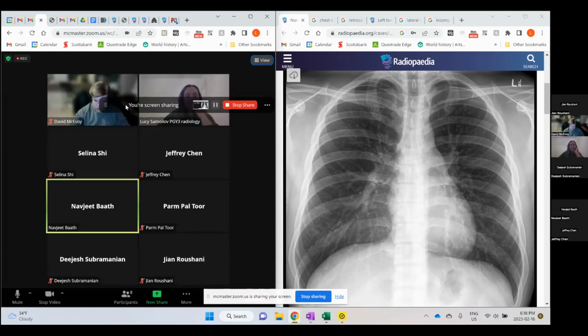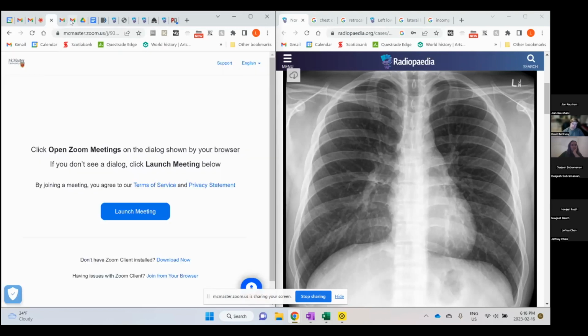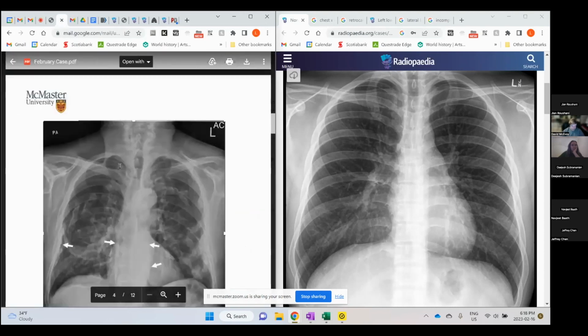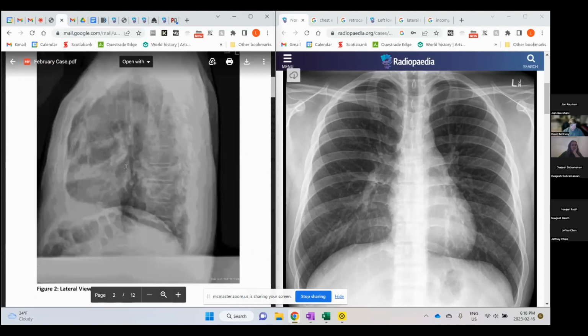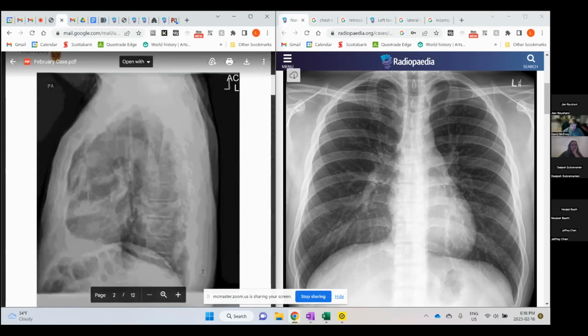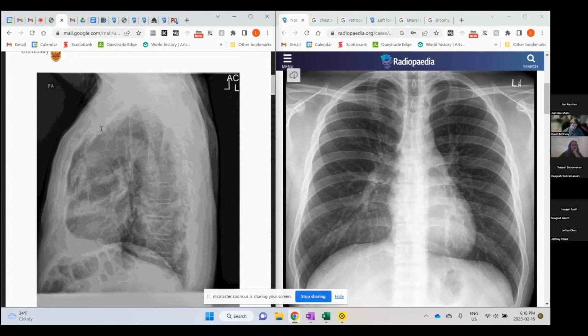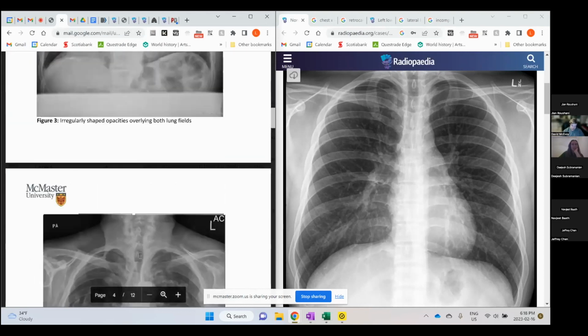I can try. I'm looking at the lateral view, and it is hard to see things. So I guess the lateral view is where we can localize things better. And I believe I see some of the opacities around the frontal pleura or anterior pleura. Here? Yeah. Here, and then there's some here as well. Okay, so you think it's pleural? Yeah. Okay, and you're correct.